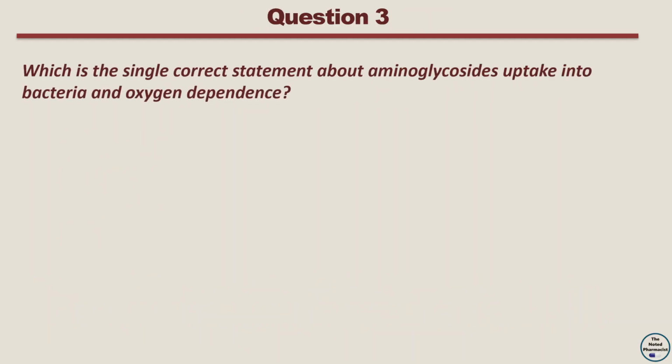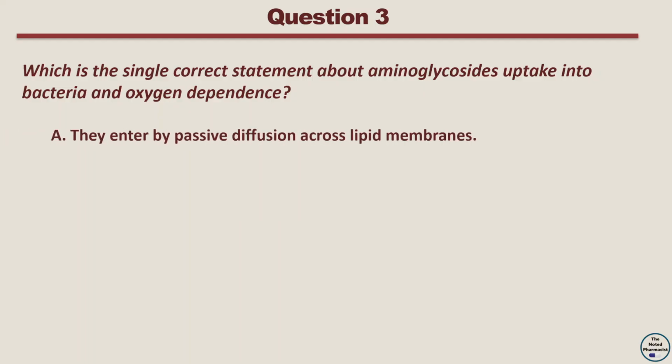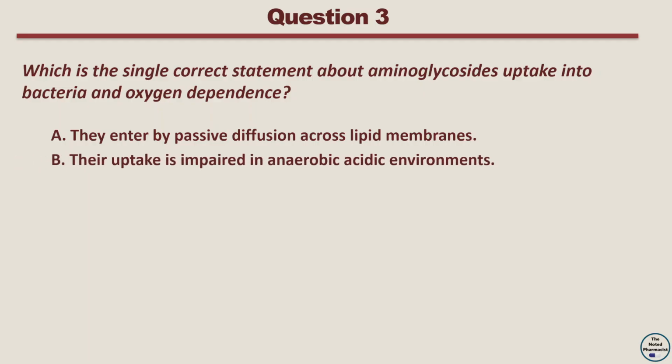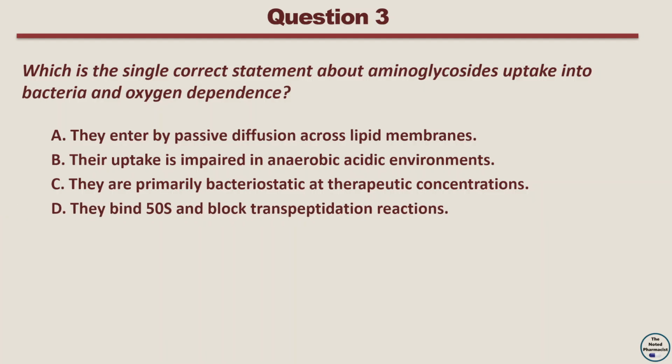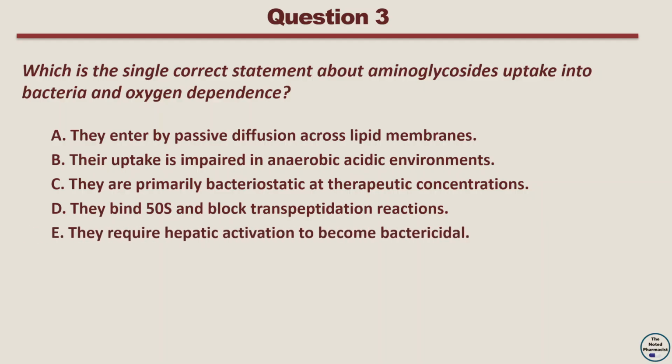Question 3. Which is the single correct statement about aminoglycosides' uptake into bacteria and oxygen dependence? Option A. They enter by passive diffusion across lipid membranes. Option B. Their uptake is impaired in anaerobic acidic environments. Option C. They are primarily bacteriostatic at therapeutic concentrations. Option D. They bind 50S and block transpeptidation reactions. Option E. They require hepatic activation to become bactericidal.